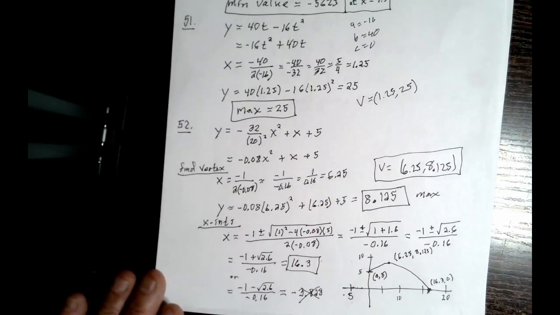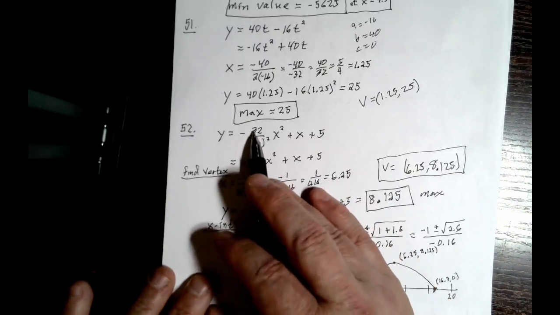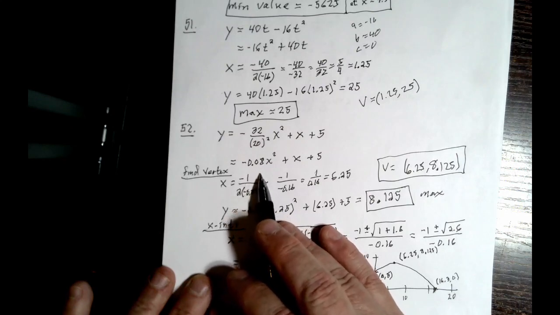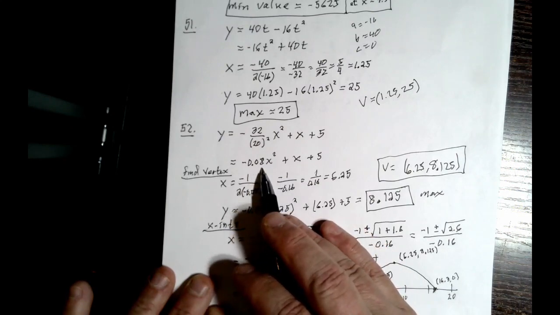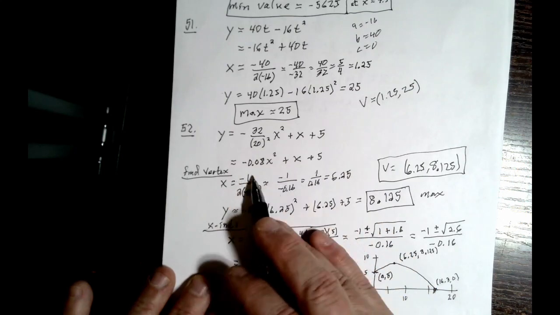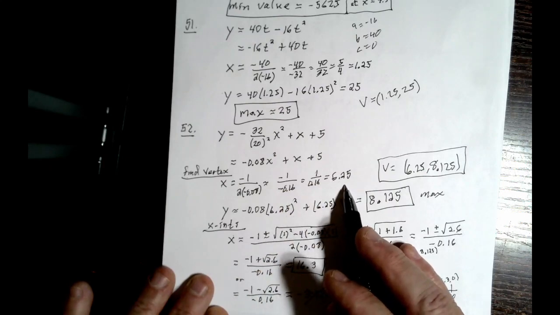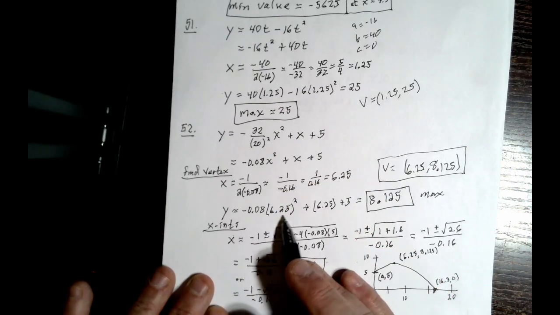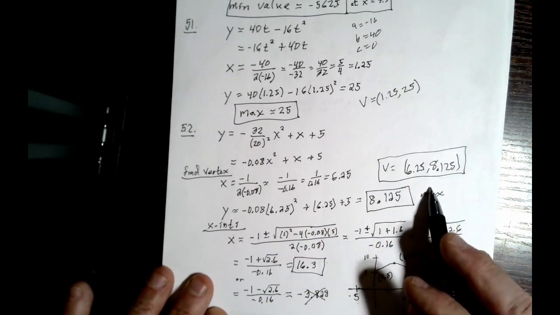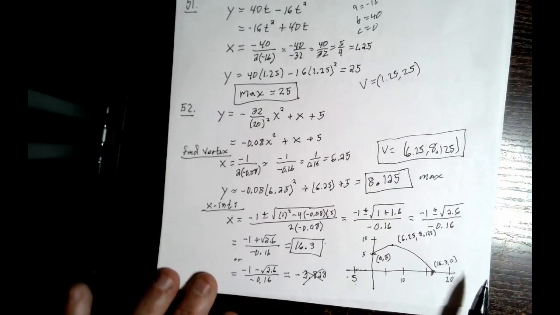Alright, 13. Here's your a, b, and c. I reduced this guy down, so I made it a lot simpler than that ugly fraction. Okay, and so I got negative 0.08, positive 1, and positive 5. So negative 1 over 2 times a, and you reduce everything and you get 6.25. Plug it back into the original function, and you get 8.125. So you've got a maximum at 8.125, and it's found at 6.25.